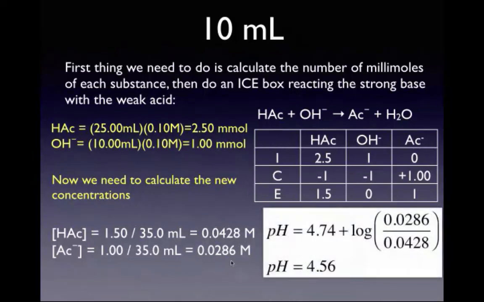Again, we can take those, plug them into our Henderson-Hasselbalch equation. pH is equal to the pKa, and the pKa of acetic acid is 4.74, plus the log of products over reactants, so base over acid, 0.0286 over 0.0428, and what we find is we have a pH of 4.56. So after 10 milliliters of base, I would expect a pH of 4.56.